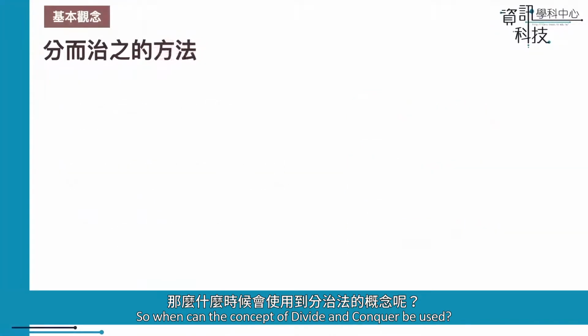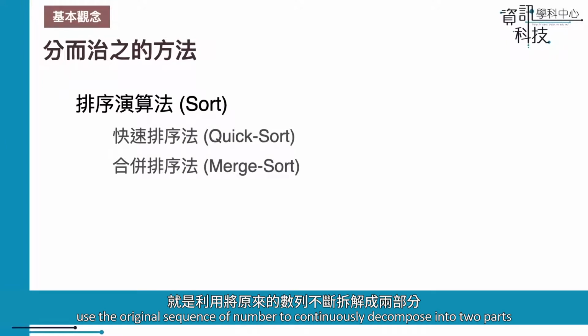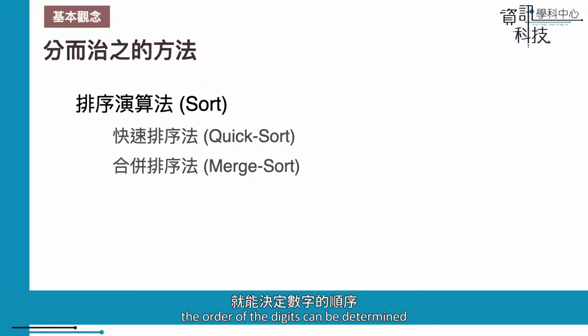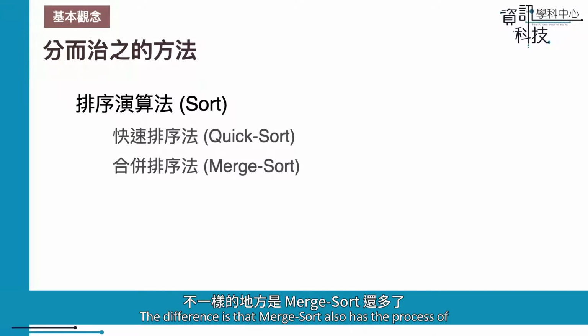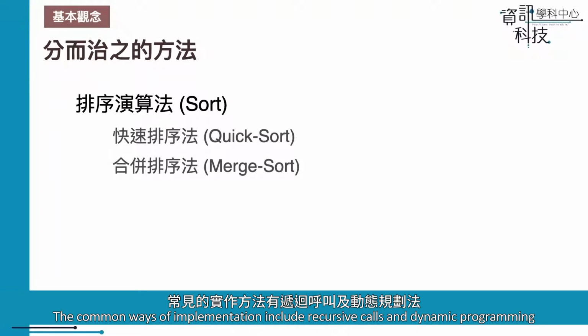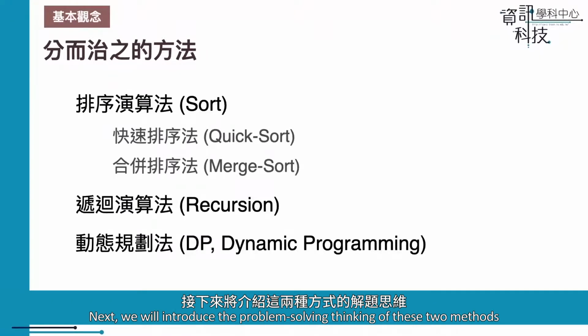So, when can the concept of divide and conquer be used? The quick sort and merge sort mentioned in the sorting algorithm use the original sequence of number to continuously decompose into two parts. When the sequence of numbers is decomposed to only 2 digits or 1, the order of the digits can be determined. The difference is that merge sort also has the process of merging the sequence of numbers for the two decomposed parts. The common ways of implementation include recursive calls and dynamic programming. Next, we will introduce the problem-solving thinking of these two methods.